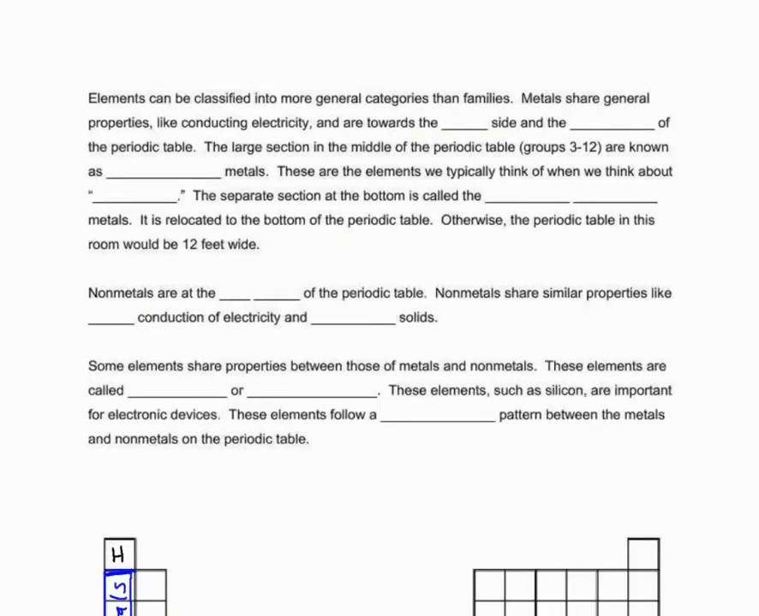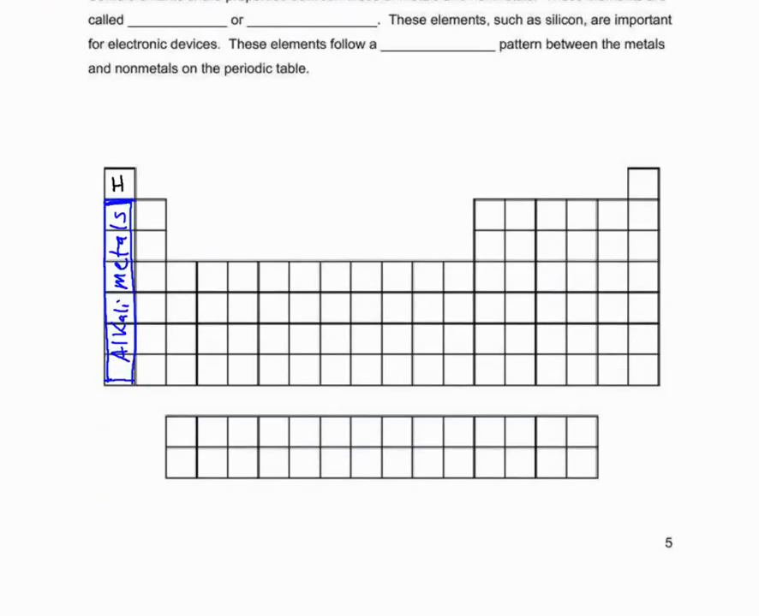So let's go to page 5. Looking at that blank periodic table, I'm going to make this one red. And these are alkaline earth metals.